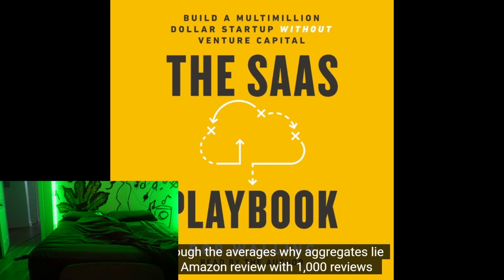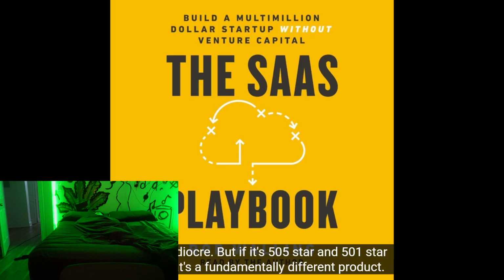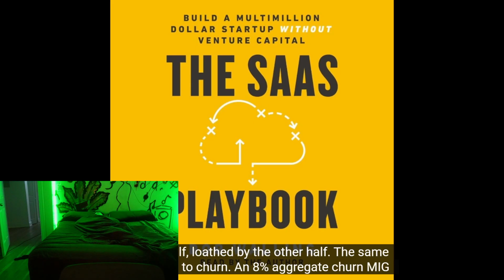Segmenting churn: seeing through the averages. Why aggregates lie: a 2.5-star Amazon review average with 1,000 reviews sounds mediocre. But if it's 500 5-star and 500 1-star reviews, that's a fundamentally different product. Loved by half, loathed by the other half.